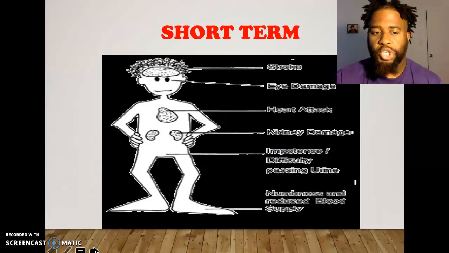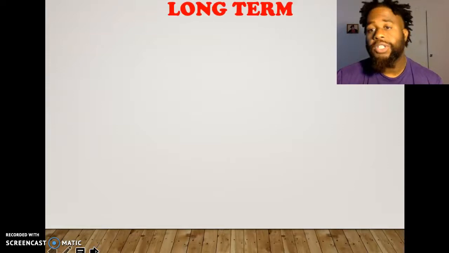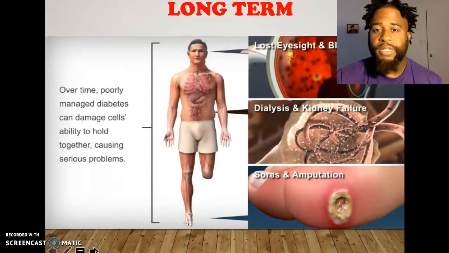Short term complications: stroke, eye damage, heart attack, kidney damage, impotence, numbness. Long term: lost eyesight, dialysis, kidney failure, sores, and amputation.